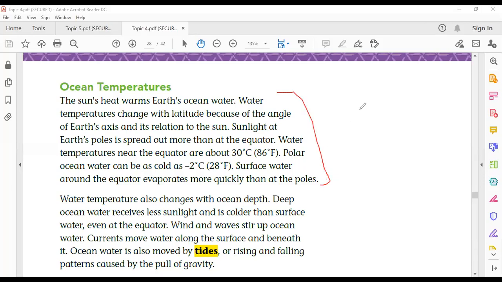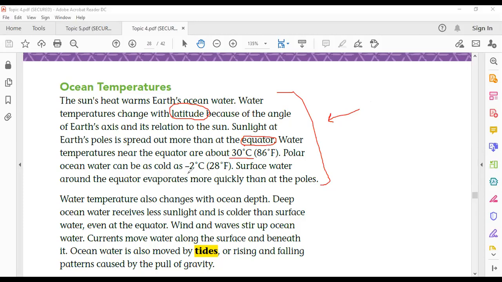This paragraph is talking about latitude and its effect on the ocean temperature. Simply, in water areas that are very close to the equator, the ocean temperature is hot or warm. It can reach 30 degrees Celsius.